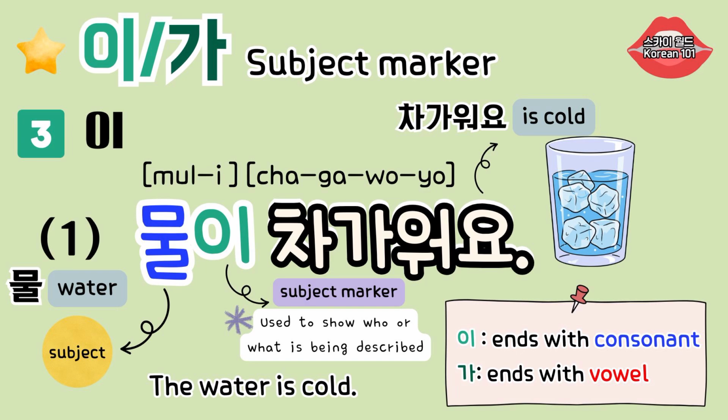So it introduces new or important information. When you are saying something for the first time, you often use 이 or 가. So 물이 차가워요, the water is cold. You are introducing information about the water. Or it focuses on the subject itself. 이 and 가 emphasize the subject. For example, 물이 차가워요. The water is cold, not something else.